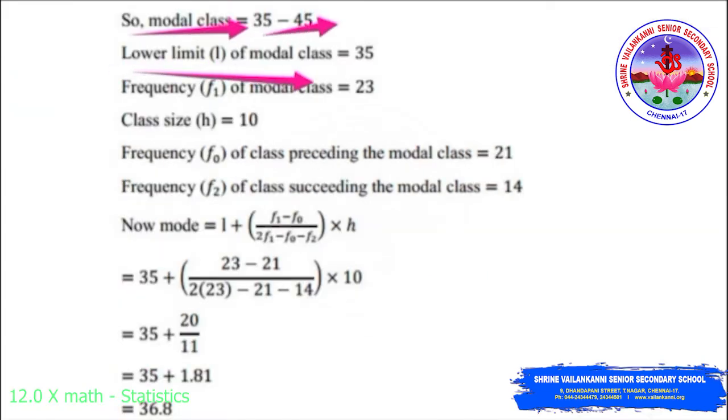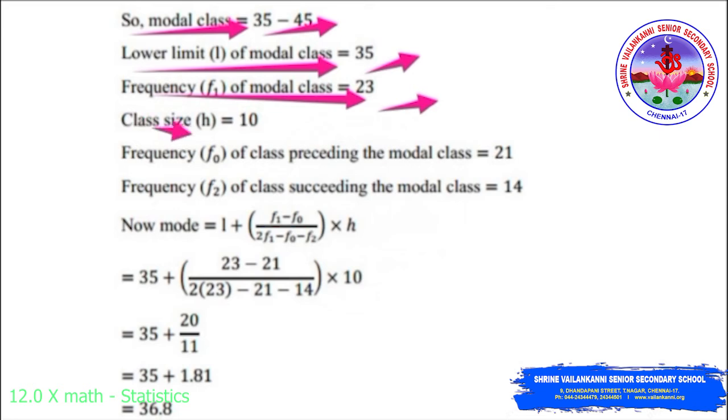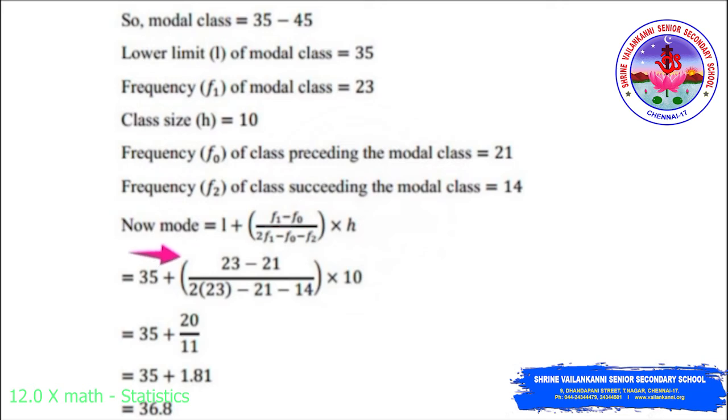Lower limit of the modal class is 35, the frequency f1 of the modal class is 23, and class size is 10. Frequency f0 of the class preceding the modal class is 21. Frequency f2 of the class succeeding the modal class is 14. Mode is equal to L plus (f1 minus f0) divided by (2f1 minus f0 minus f2) into h, where h is the class size of the interval.